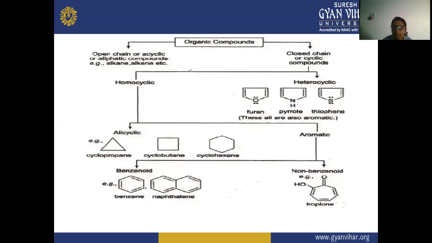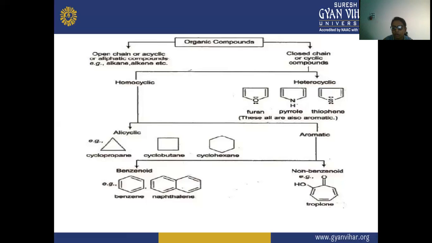Next, this homocyclic is divided into two types. That is your alicyclic and your aromatic. Alicyclic means they are not having any double bond in them. All the carbons are attached with a single bond. So they are your alicyclic compound. Next is your aromatic. In the aromatic, they are divided into two types, that is your benzenoid and the non-benzenoid.